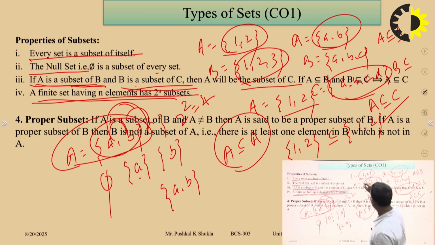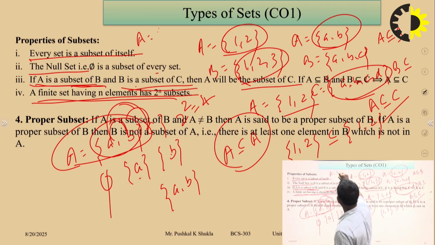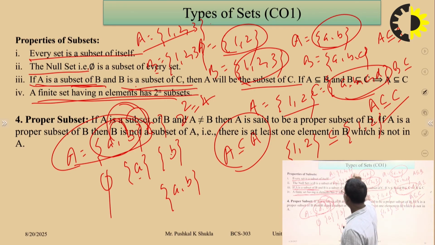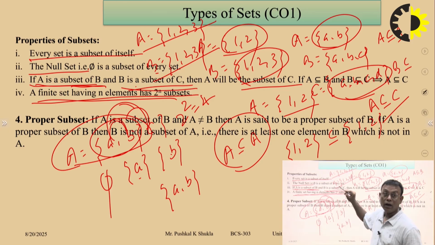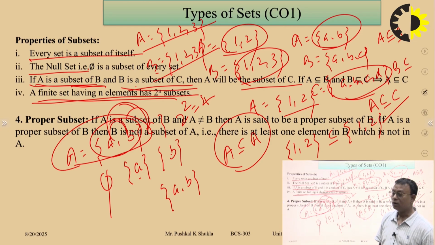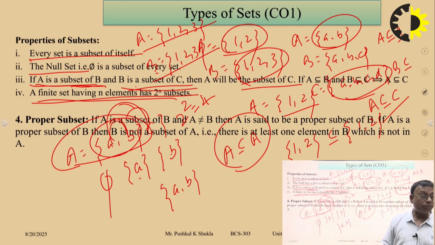And if A equal to {1, 2, 3} and B equal to {1, 2, 3}, this is also a subset, but it is not a proper subset. If all the elements of A are in B and A equals B, then this is an example of an improper subset. So there is a difference between proper and improper.